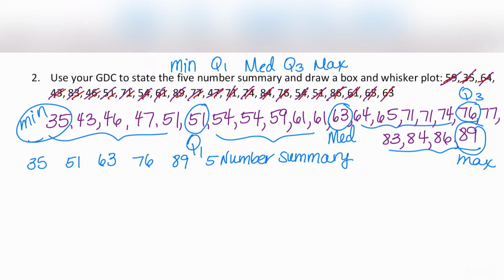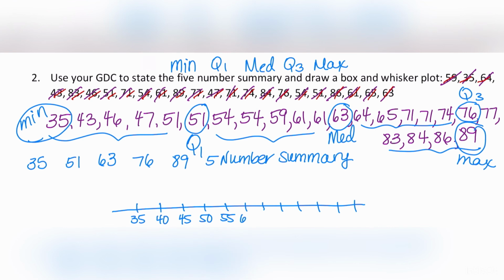So I'm going to create a number line. I'm going to go 35, 40, 45, 50, 55, 60, 65, 70, 75, 80, 85, 90. And I try to space them out as evenly as possible. On the exam, they will probably give you graph paper, so it's easier for you to space them out consistently. For now, we're just going to do our best.